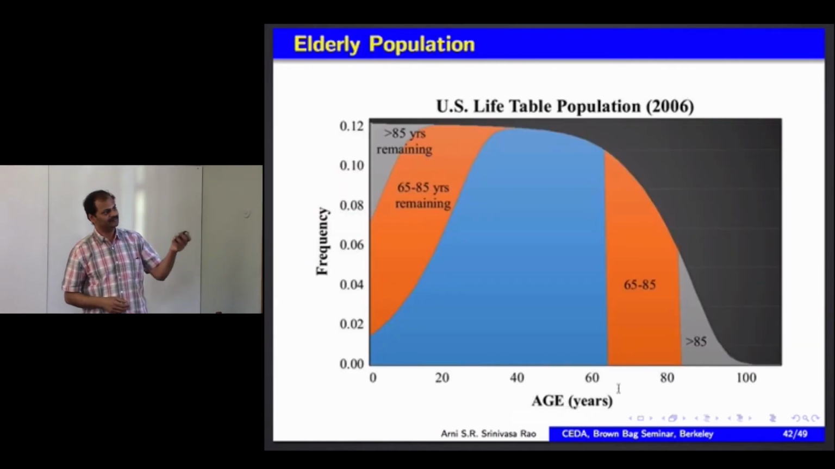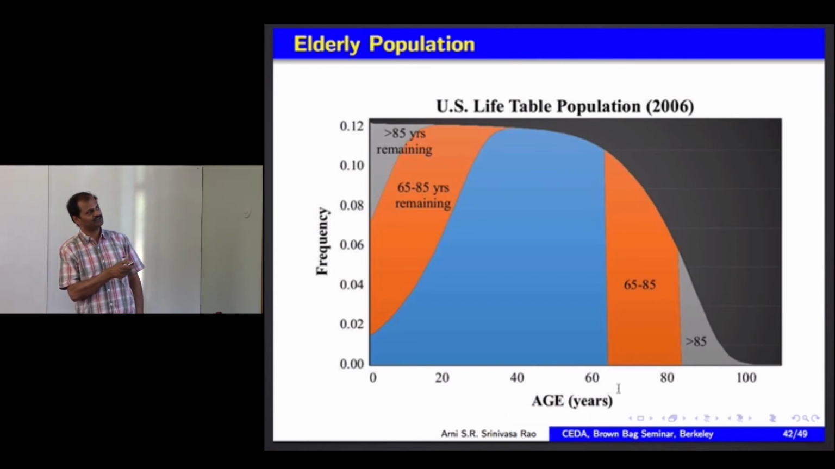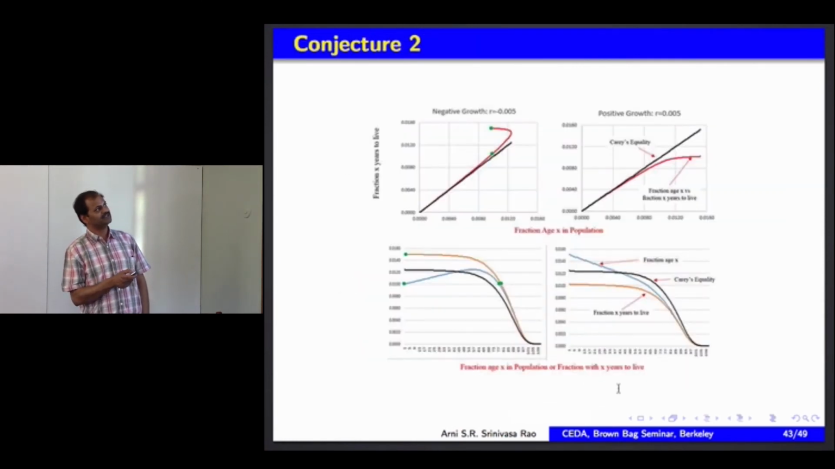And these are the results. When we plot the results for these conjectures, they look like this. You see that for the stationary population, the proportion of people with 85 years remaining is the same as at 85 years here, and 65 to 85 years is the same as 65 to 85 years. And this is also for the non-stationary population. You see this blue line here, the fraction of age x in a population or fraction with x years to live, is not matching here. The fraction of x years just deviated where it is non-stationary.